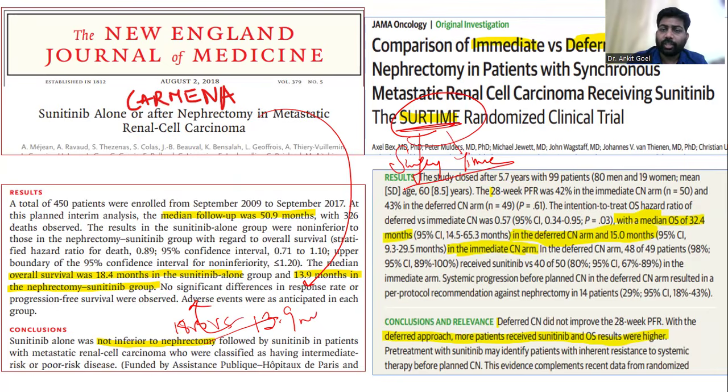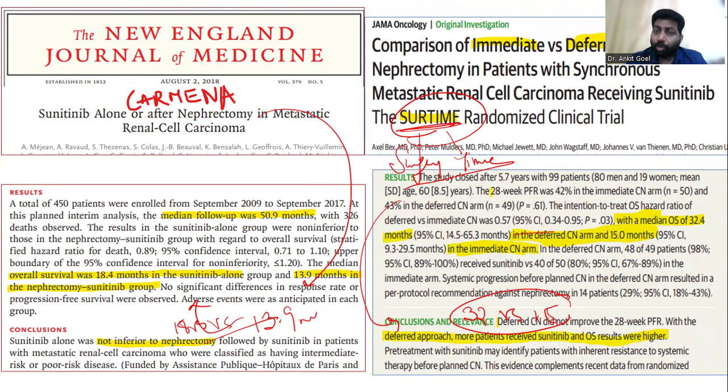SURTIME says it's better that you go for a deferred cytoreductive nephrectomy after sunitinib rather than an immediate cytoreductive nephrectomy. And why? Because they found a significant difference in overall survival. The median overall survival in the deferred arm was 32 months compared to 15 months in the immediate arm. So that is almost double the overall survival in patients with a deferred cytoreductive nephrectomy approach.